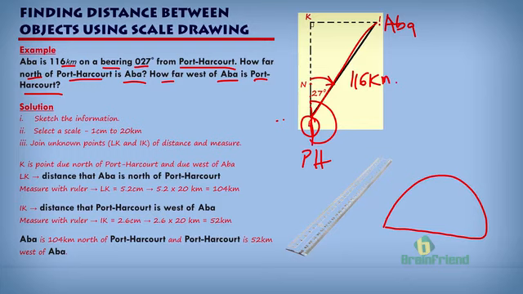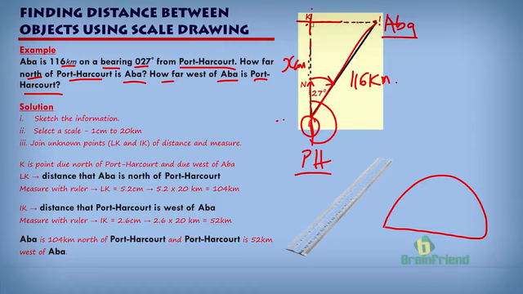Now, how far north of Port Harcourt is Aba? This is Port Harcourt, this is Aba. How far north of Port Harcourt? North of Port Harcourt would be in that direction. How far north of Port Harcourt is Aba? This is the distance that we want to find.